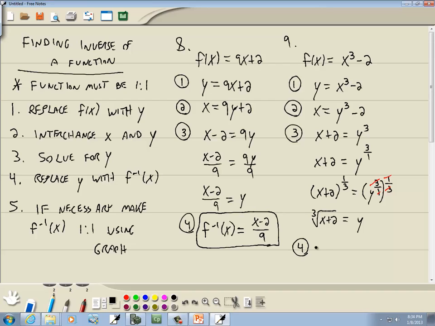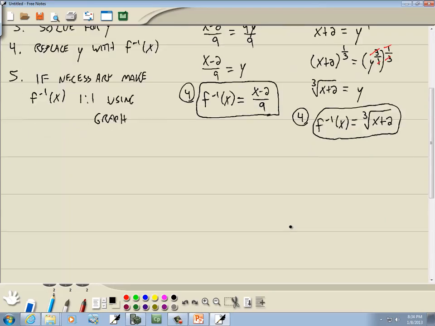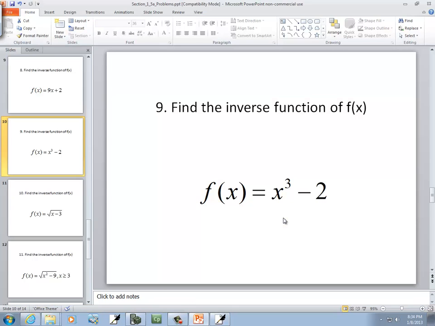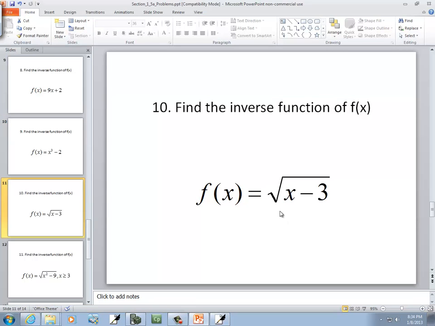Step 4. Put your inverse notation in. So the inverse of f is equal to cube root of x plus 2. We still don't have to do step 5 because this is 1 to 1. We can have the cube root of x plus 2. That's no problem. Okay, let's look at this next one.